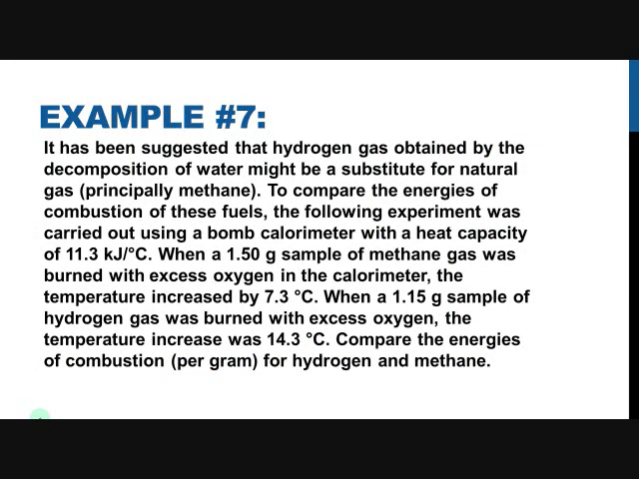Okay, example 7. It's been suggested that hydrogen gas obtained by the decomposition of water might be a substitute for natural gas, principally methane. So creating hydrogen gas from water versus burning methane for fuel. To compare the energies of combustion of these fuels, the following experiment was carried out using a bomb calorimeter with a heat capacity of 11.3 kilojoules per degree Celsius. When a 1.5 gram sample of methane was burned with excess oxygen in the calorimeter, the temperature increased by 7.3 degrees Celsius. When a 1.15 gram sample of hydrogen gas was burned with excess oxygen, the temperature increase was 14.3 degrees Celsius. Compare the energies of combustion per gram for hydrogen and methane.